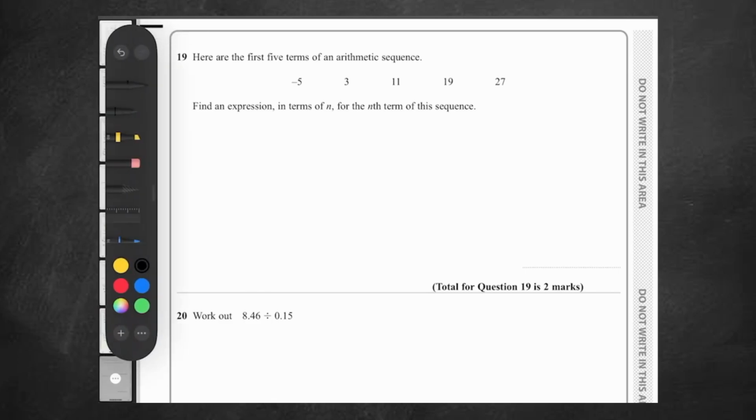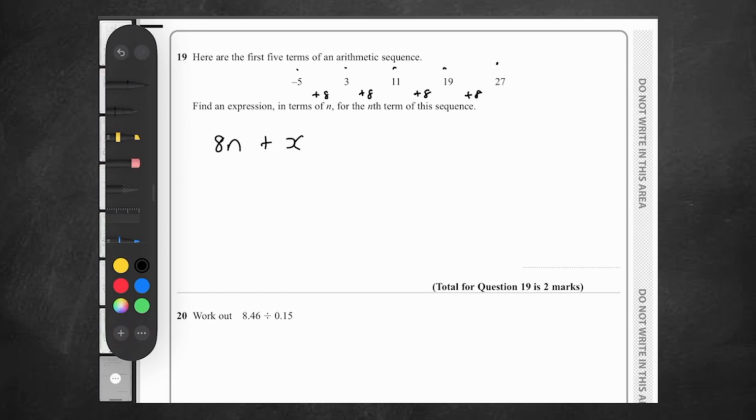Here are the first 5 terms of an arithmetic sequence. Find an expression in terms of n for the nth term of this sequence. So the first thing I would do for this is I would see if there is a relationship between each of the numbers additionally or subtractionally. And we can see there is, as we are adding 8 to each number to get from one term to the next. So we know the expression is going to be 8 times n, being the term, plus an additional element.